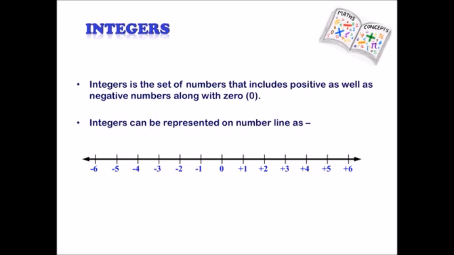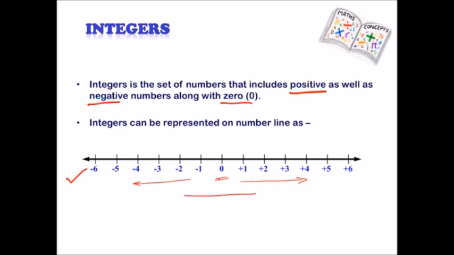What are integers? Integers is a set of numbers that includes positive as well as negative numbers along with 0. 0 is neither positive nor negative. All numbers greater than 0 are positive numbers, all numbers less than 0 are negative numbers. Now to represent integers on the number line, we write 0 in the center of the number line. To the right of 0 are all positive numbers, to the left of 0 are all negative numbers.